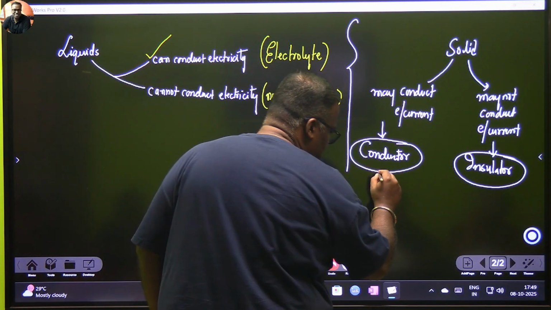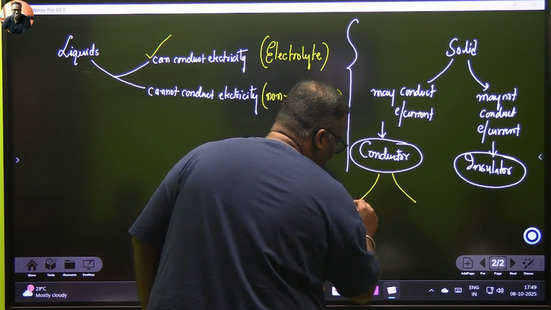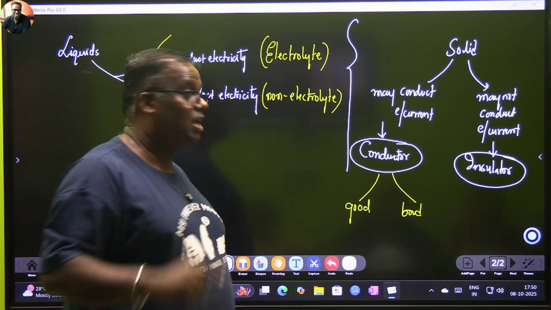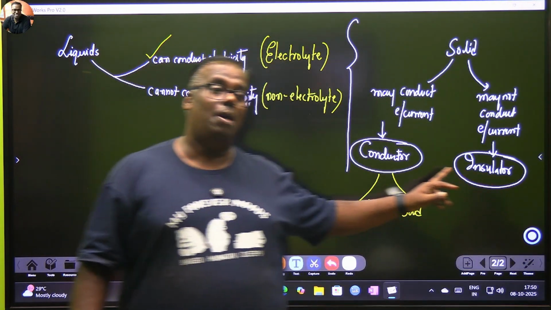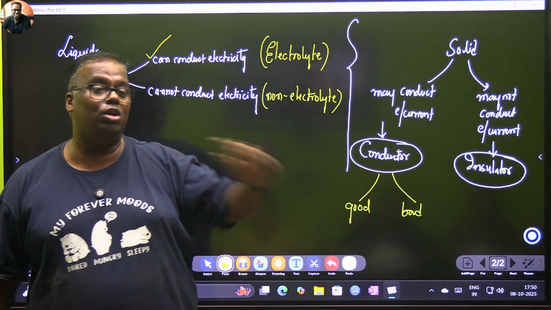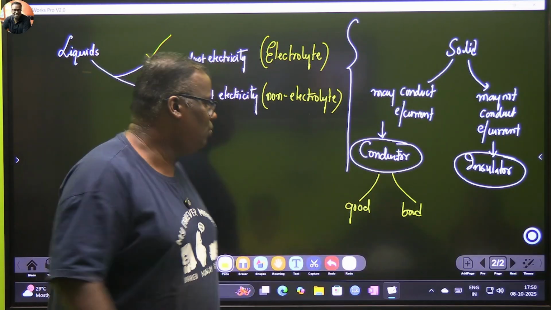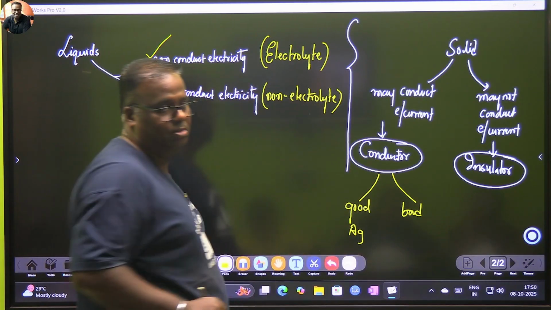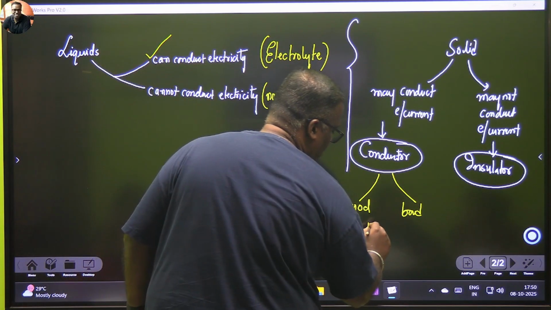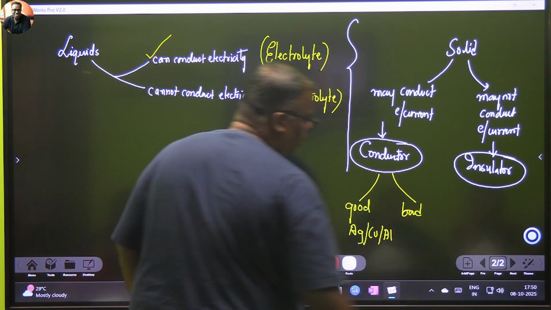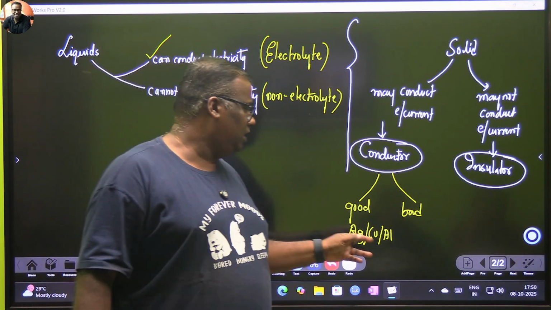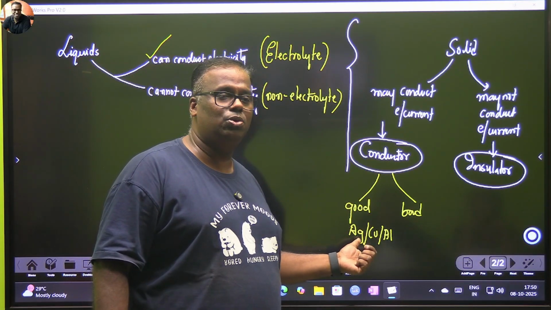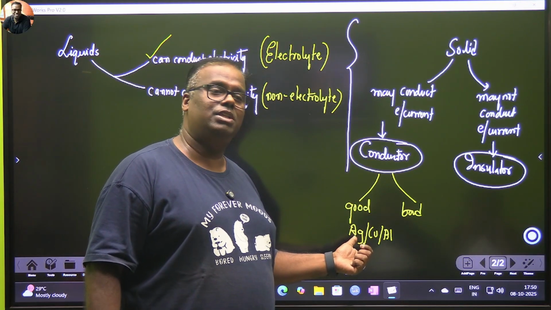When you have conductors, they can be further classified as good conductors and bad conductors. Children, understand, a bad conductor is not an insulator. A bad conductor is something that will conduct, but not to the extent that a good conductor will. So if you want an example, the best conductor of electricity among solids is silver, Ag, argentum. Then we have copper, aluminum, zinc, iron, everything. That's why when you see the motherboard of a laptop, the soldering is made of silver, because silver is an excellent conductor.